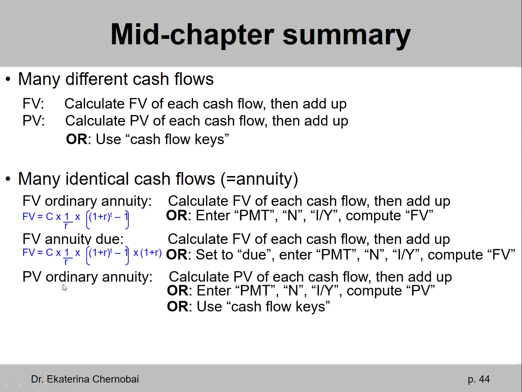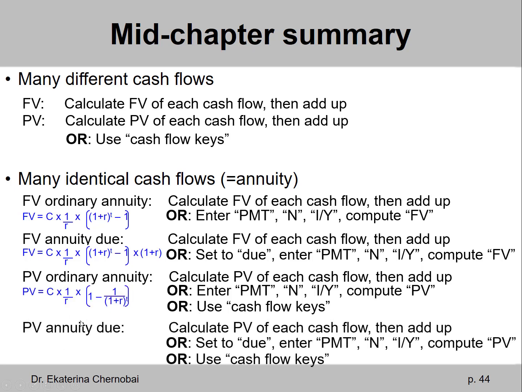As for the present value of an ordinary annuity, the longest way would be finding individual present values, one for each cash flow, and then adding them up. A much faster way is using the PMT button, where you enter the payment, the number of payments, and the interest rate I/Y, and compute PV. Or you can use cash flow keys in the financial calculator.